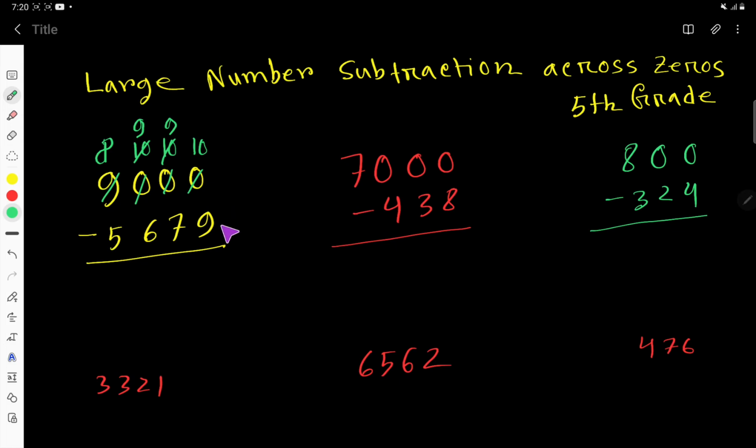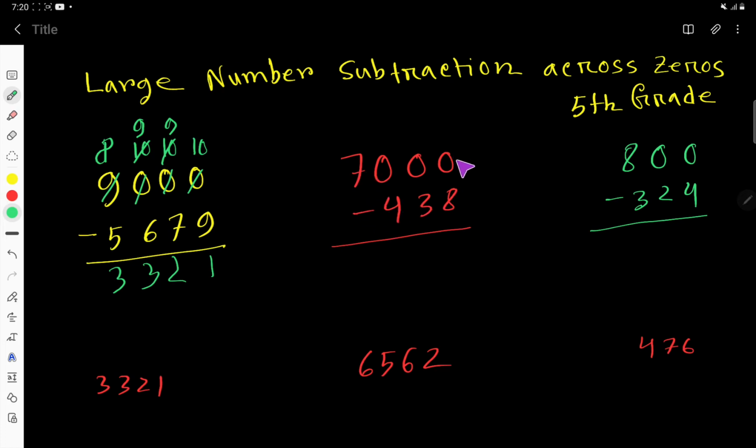Now subtract: 10 minus 9, 1. 9 minus 7, 2. 9 minus 6, 3. 8 minus 5, 3. So your difference is 3321. Okay, consider this example. This is 7000 and this is 434. Ones column, tens column, hundreds column, and thousands column.